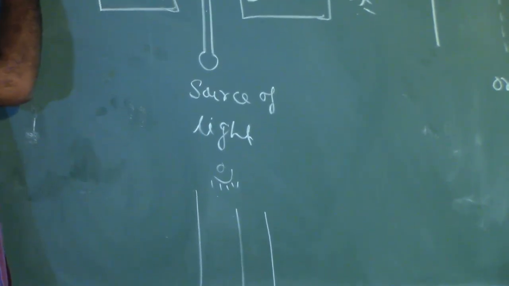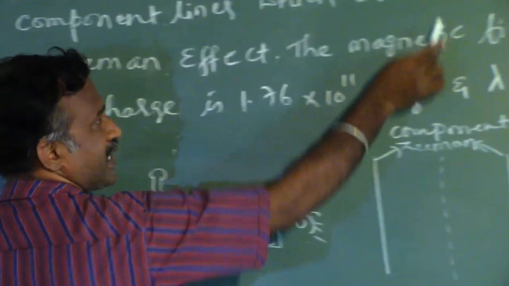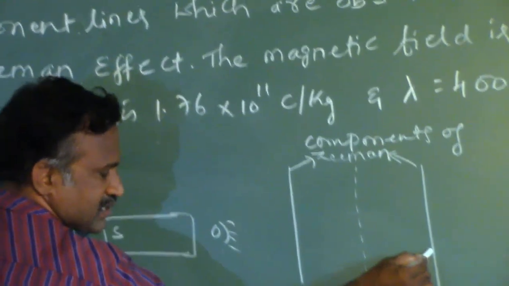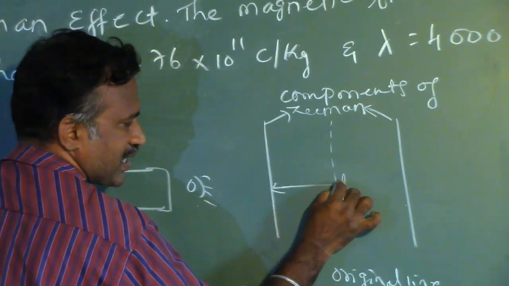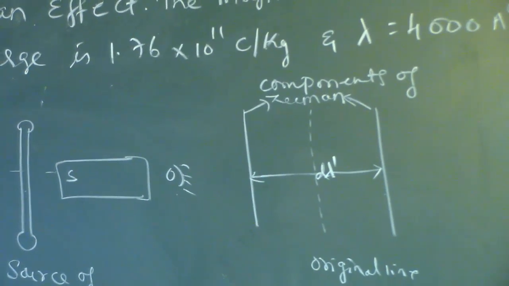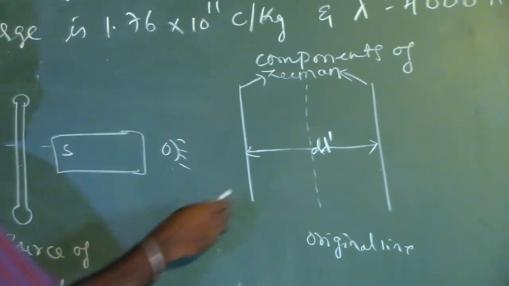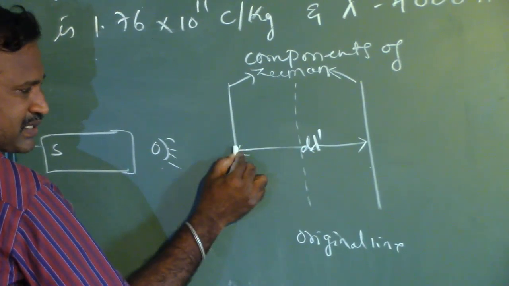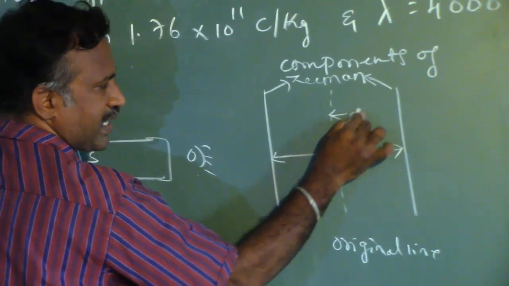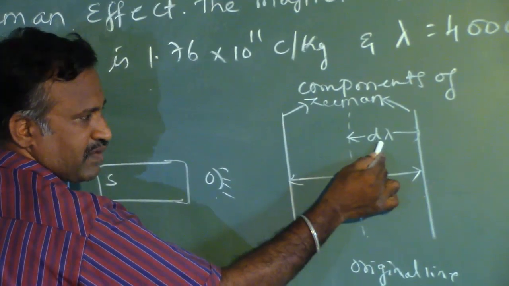So in this problem they are talking about the normal Zeeman effect. Therefore, in this normal Zeeman effect, what do we need to calculate? We need to calculate the separation between the two component lines. So these are your component lines, and we have to calculate the separation. Let us take this separation as d lambda dash. We have to calculate directly the separation between the components of the Zeeman pattern. In order to calculate d lambda dash, that is the separation between the components, we don't have any direct formula. We have the formula only to calculate the separation between the original line and any one of the components. That is, we have only the value of d lambda.